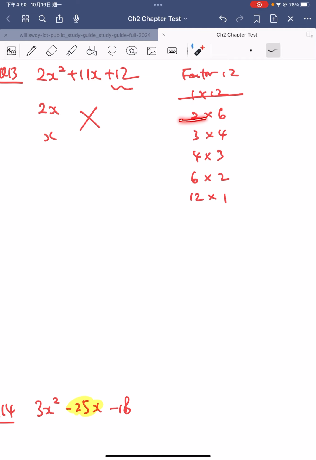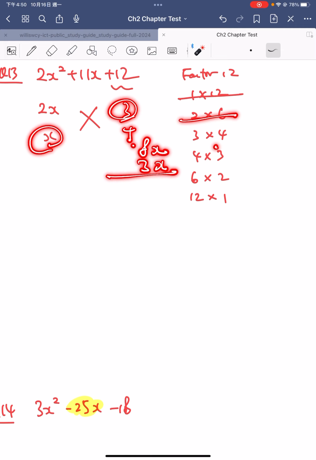So now we can try 3 times 4, 3 and 4 here. So 2x times 4 will give you 8x. x times 3 will give you 3x. So this one will give you 11x. So which is actually correct.